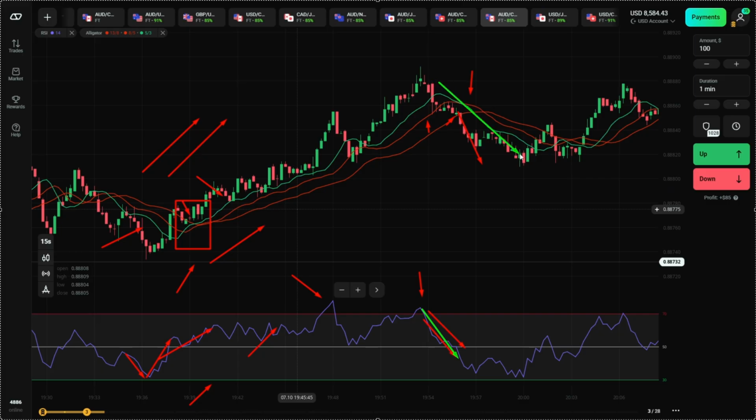We need to avoid being in opposition. We should go with the market. If the market is going down, then the market is going down. This is very important, especially when we're in the overbought or oversold zones, and the same applies with the alligator indicator.